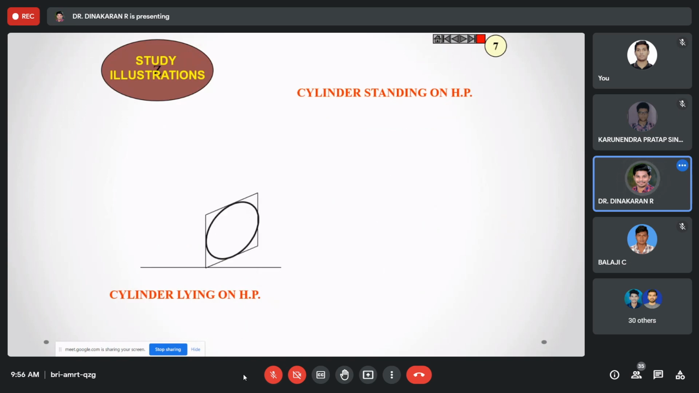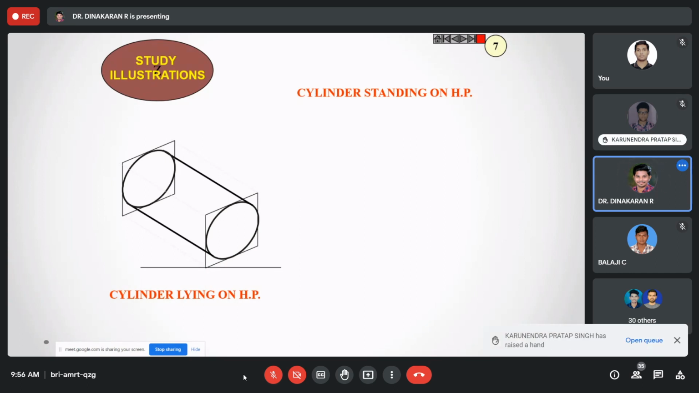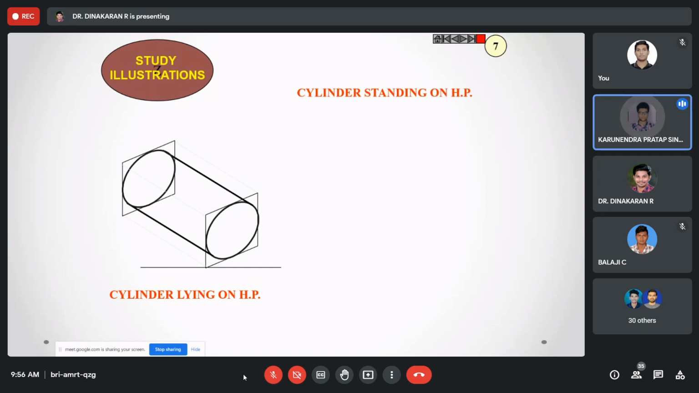A cylinder standing on HP and lying on HP. After they are drawn, they erase the inside. So in this type of projection, we are not showing the invisible part by dashed lines. No need to show, because it's a solid object. If you want, you can, but it's not necessary. It's standing on HP.